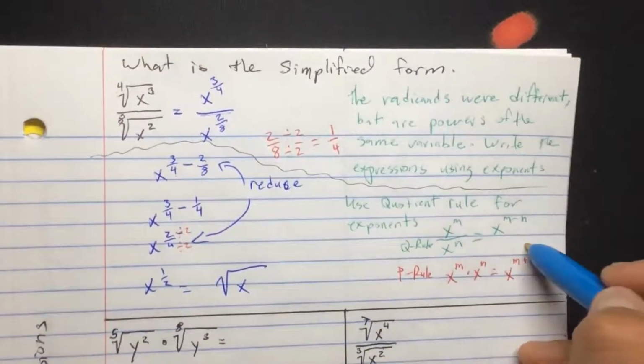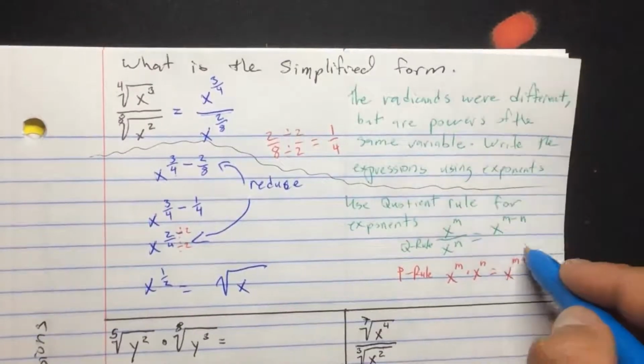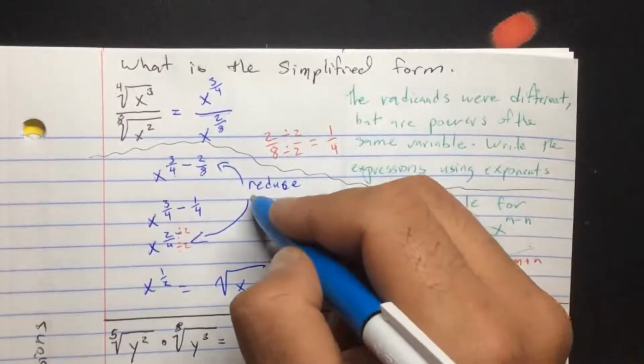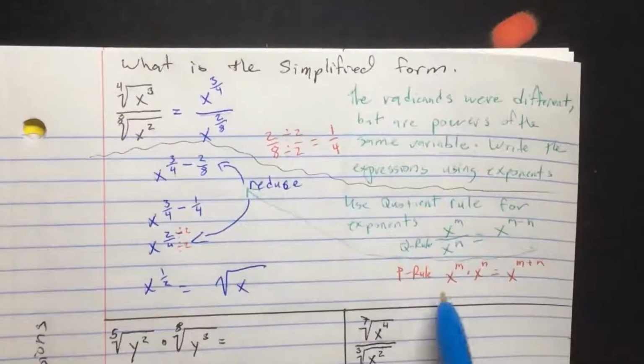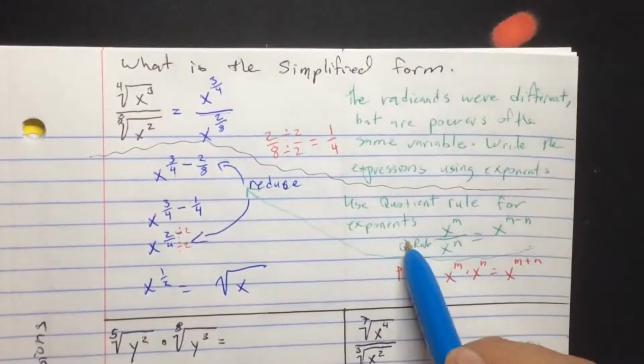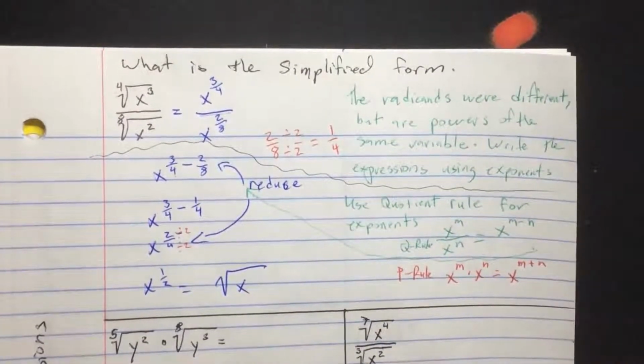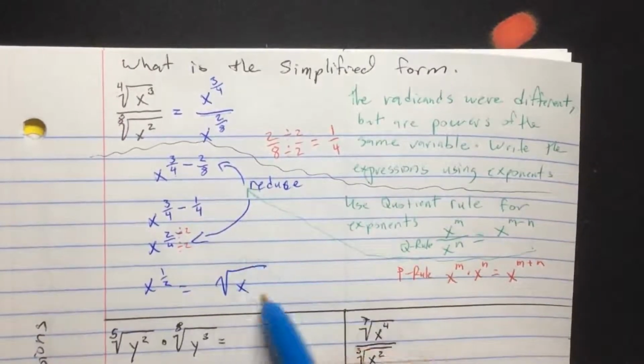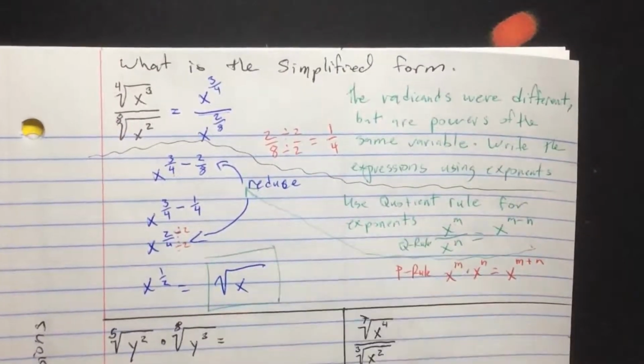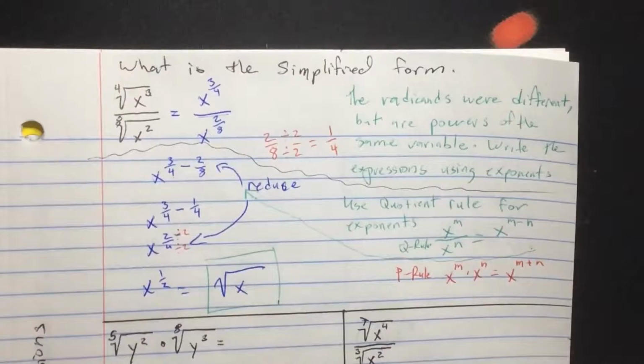This is just a side note, just to remember you have the quotient rule and the product rule for that. And after we reduce, we can go ahead and find our wonderful, wonderful thing that ends up being our square root of x.